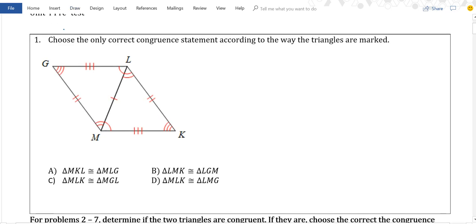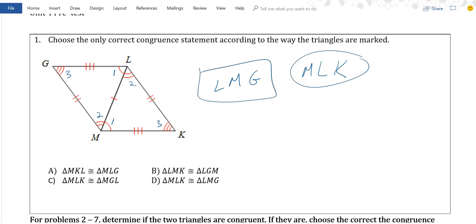Okay, so in the order of my left triangle, I'm doing my 1, 2, 3. So I'm looking at triangle LMG. Over here, on my 1, 2, 3, I have triangle MLK. So if we're looking around here, we check. It doesn't matter if we put this one first or this one first. But again, process of elimination here, D is the correct answer.